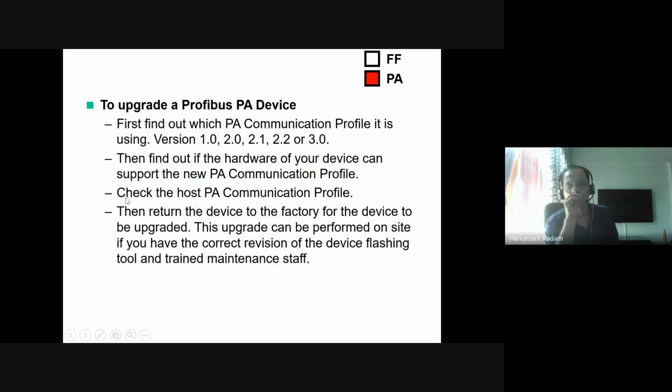To upgrade Profibus PA, there are different methods. Find out which PA communication profile it is using: version 1, 2, or 3. Then find out if the hardware of your device can support the new PA communication profile. Check the host PA communication file. Then return the device to the factory for the device to be upgraded. So that way PA has some limitations.